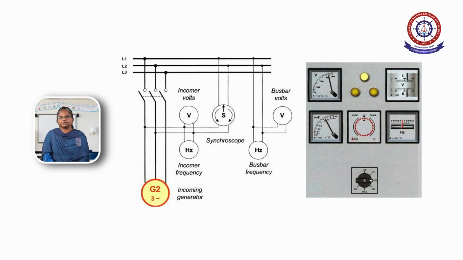These are the synchronizing instruments. Here the incomer is G2. G2 is going to be paralleled with the bus bar. Separate voltmeters and frequency meters are available for the incomer as well as the running generator. If the voltage and frequency of the incomer and the running bus bar are equal, the synchronoscope will show the 12 o'clock position. At that time the circuit breaker will be closed. Then both the incomer and the running machine are said to be synchronized.